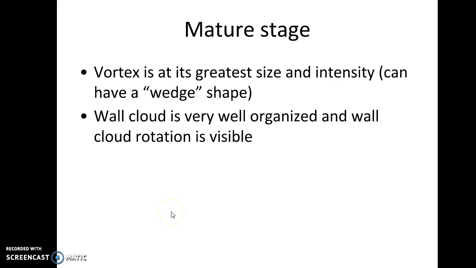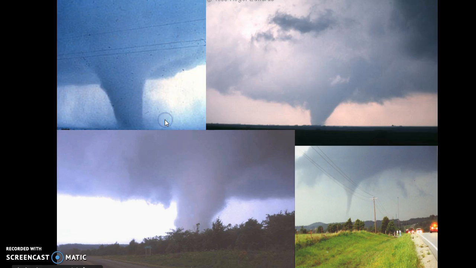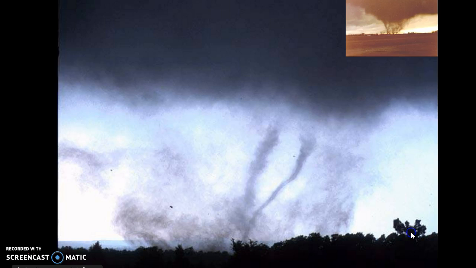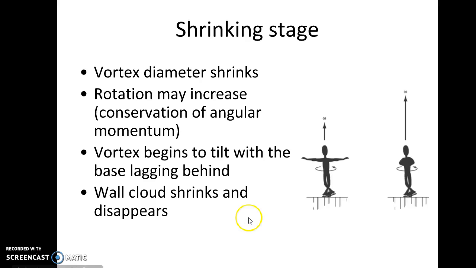Then the tornado will reach its mature stage. The vortex is at its greatest size and intensity. It often has kind of a wedge shape to it. The wall cloud dropping down from above is very organized as well. And we can visibly see the rotation. Okay, here are some photographs of tornadoes. Here are some storm chasers over there taking pictures. Sometimes we get multiple tornadoes out of one storm, multiple vortices.